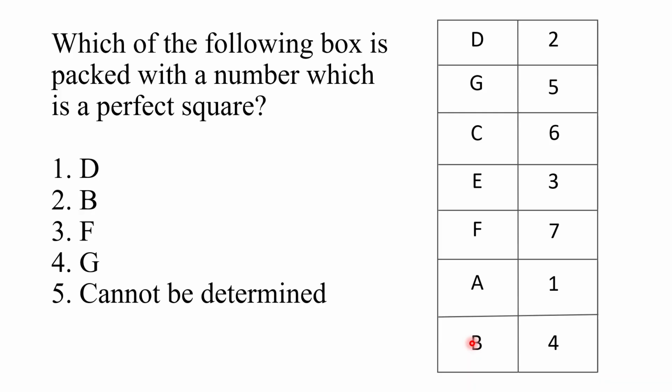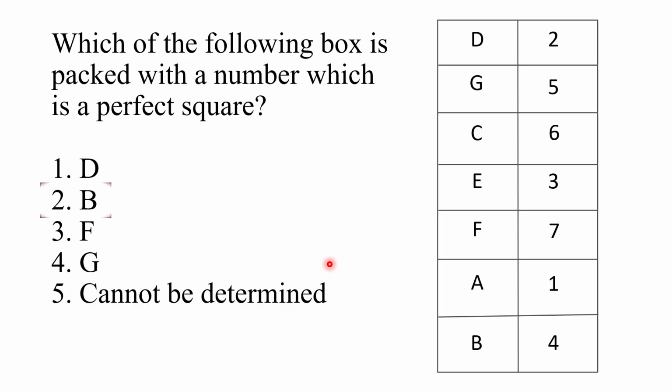So this is the first question, students, and the question says which of the following boxes is packed with a number which is a perfect square. Now out of all these numbers you can see that 4 is the only number which is a perfect square. So the answer should be box number B. Box number B is packed with a perfect square. So here the answer should be option number 2. Let's check the answer. See, we got the correct answer.